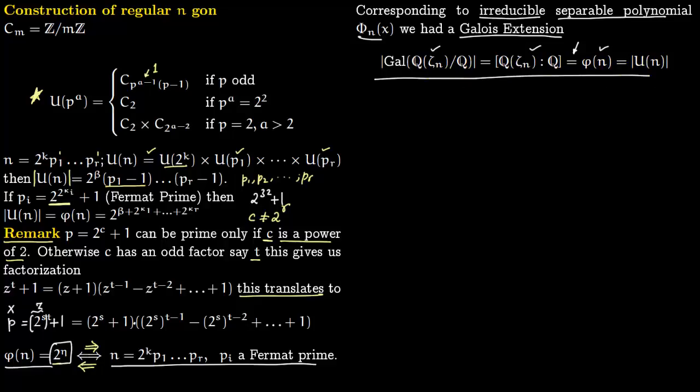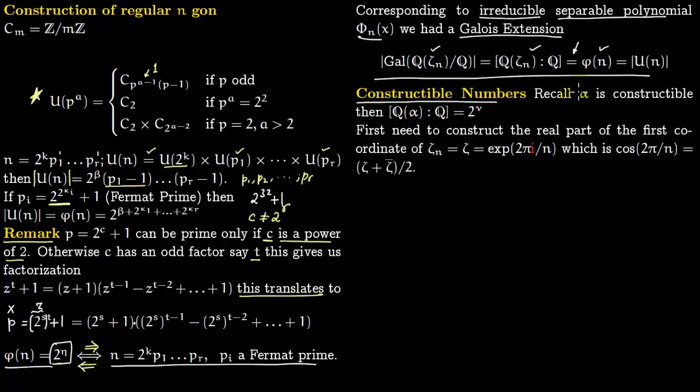Now let us come to the definition of constructible numbers. Recall that if α is constructible, then the degree of the extension obtained by adjoining α to the rationals is 2 to the power of some number ν. So if you want to construct an n-gon, the first thing you have to do is construct the real coordinate of ζ_n.